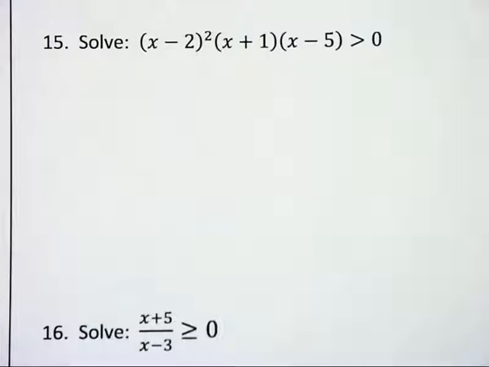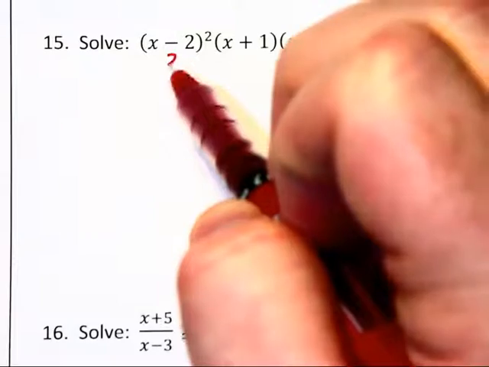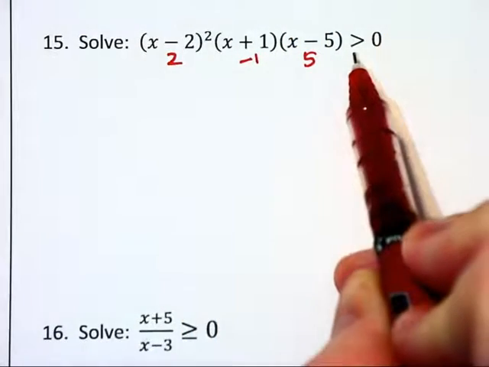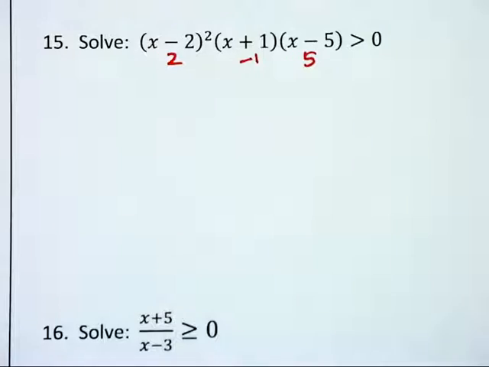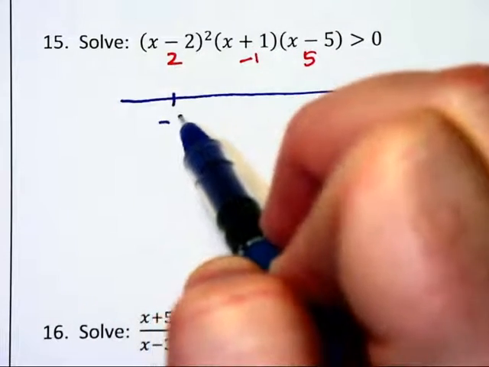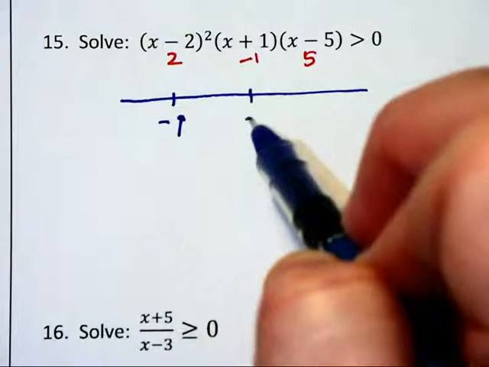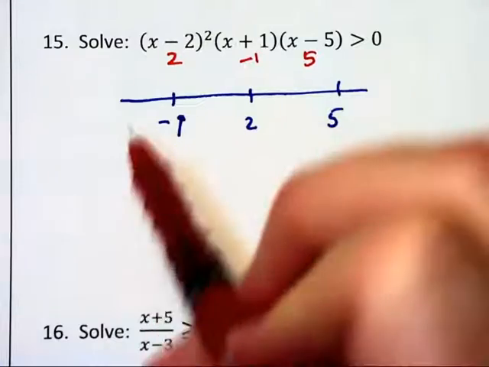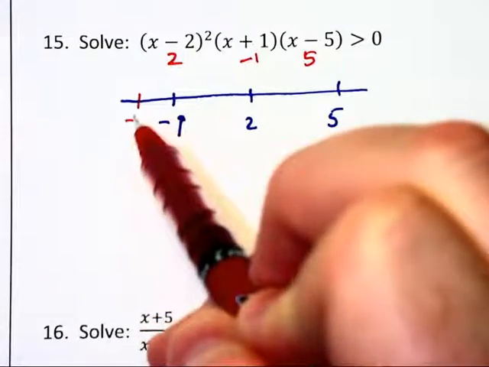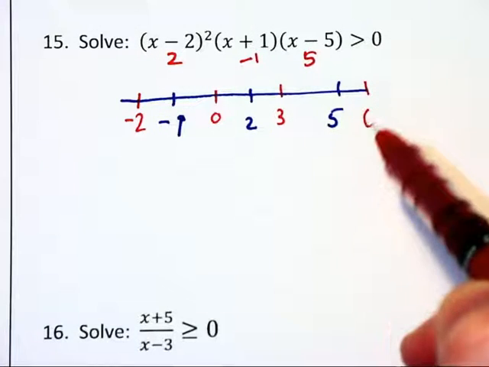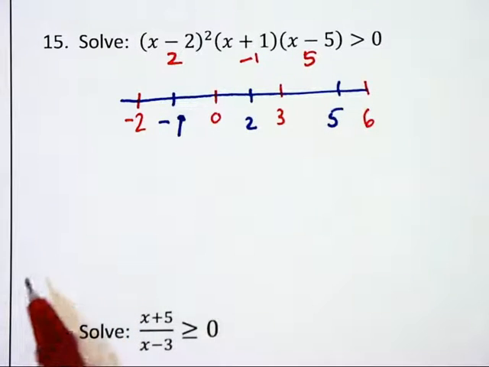For this next problem, our critical values are 2, -1, and 5. This is an inequality, so I'm going to have to find the regions where we have our solutions. And putting these on a number line, we've got -1, 2, and 5 arranged in order. Values that I'm going to choose as test values will be -2, 0, 3, and 6. And let's see what's going to happen.